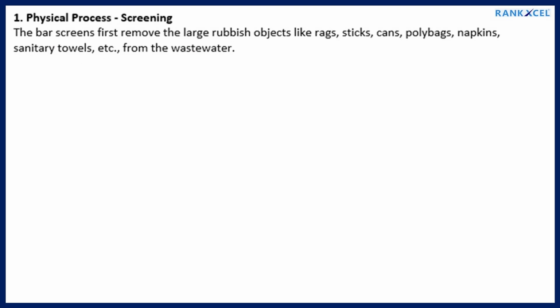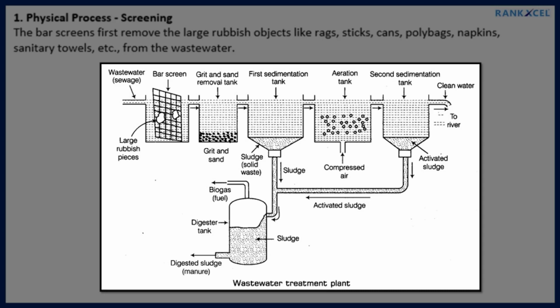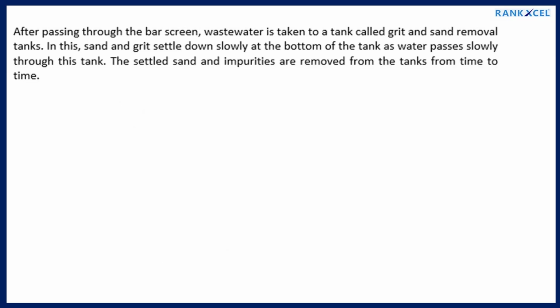Physical process, screening. The bar screens first remove the large rubbish objects like rags, sticks, cans, poly bags, napkins, sanitary towels, etc., from the wastewater. After passing through the bar screen, wastewater is taken to a tank called the grit and sand removal tank. In this, sand and grit settle down slowly at the bottom of the tank as water passes slowly through it. The settled sand and impurities are removed from the tank from time to time.